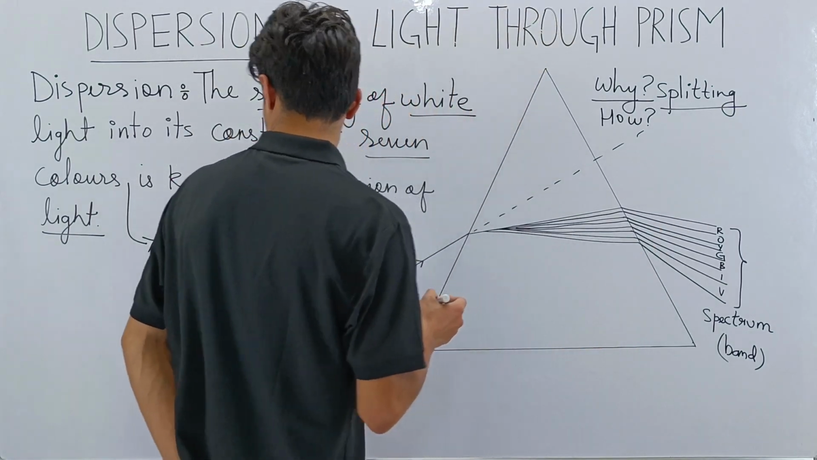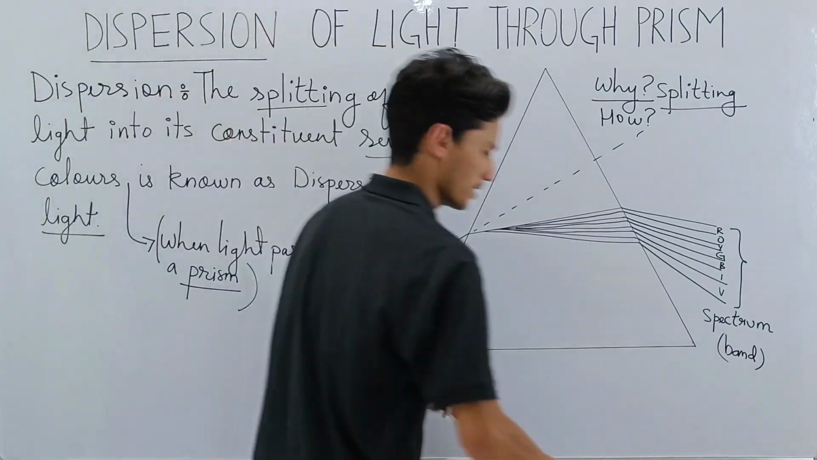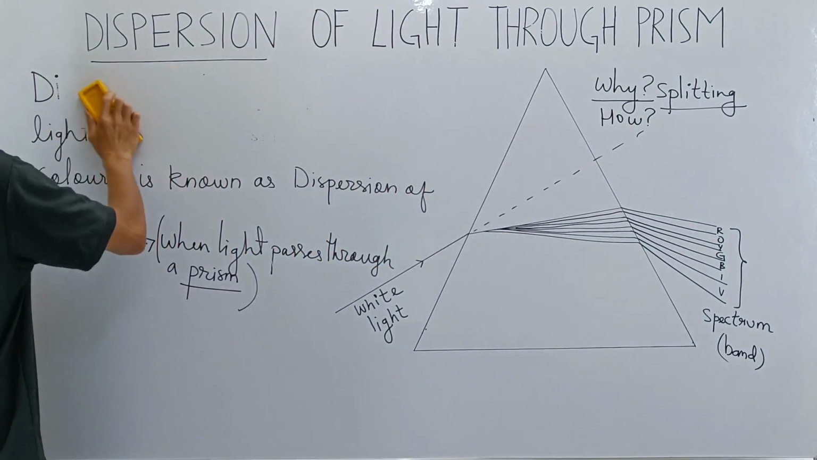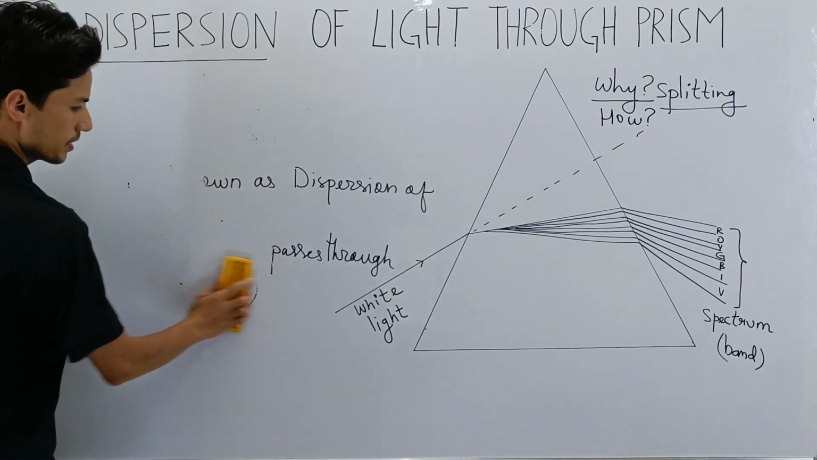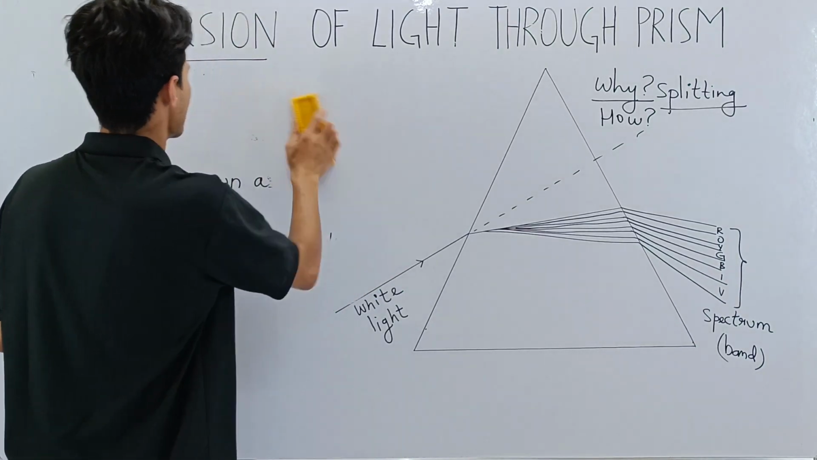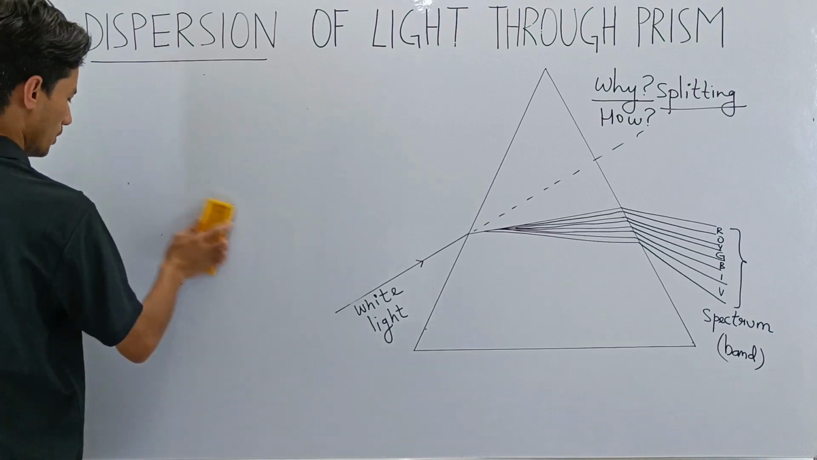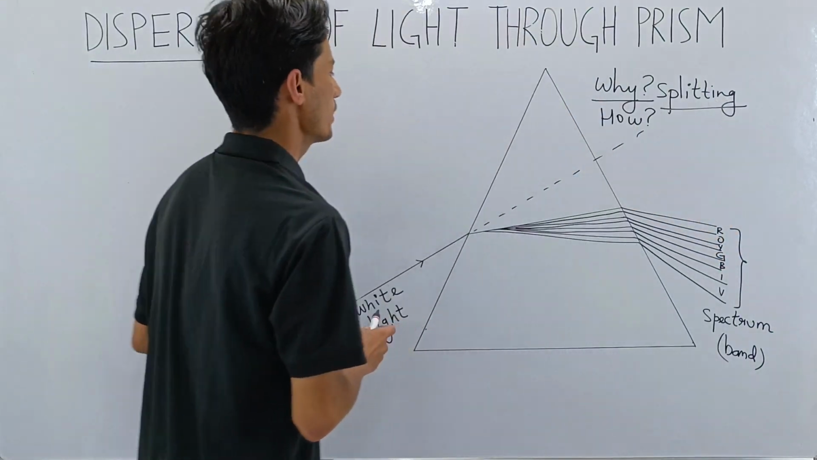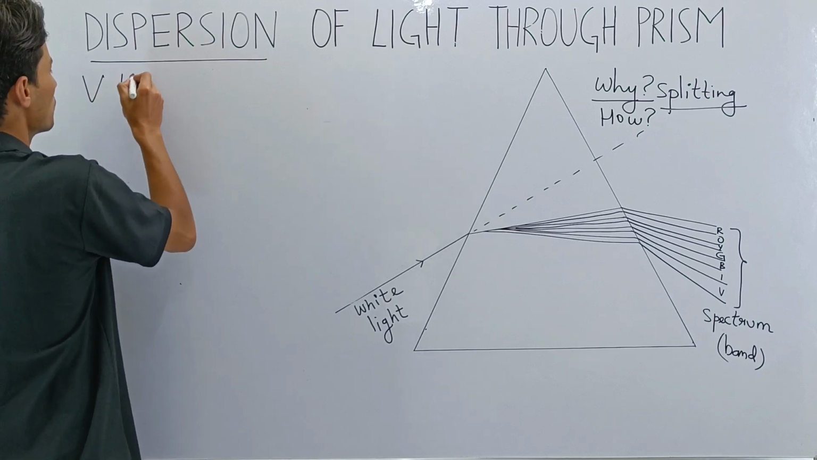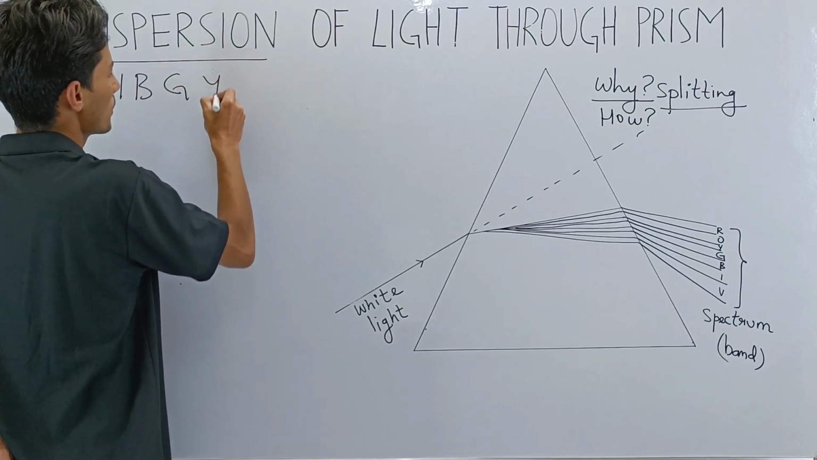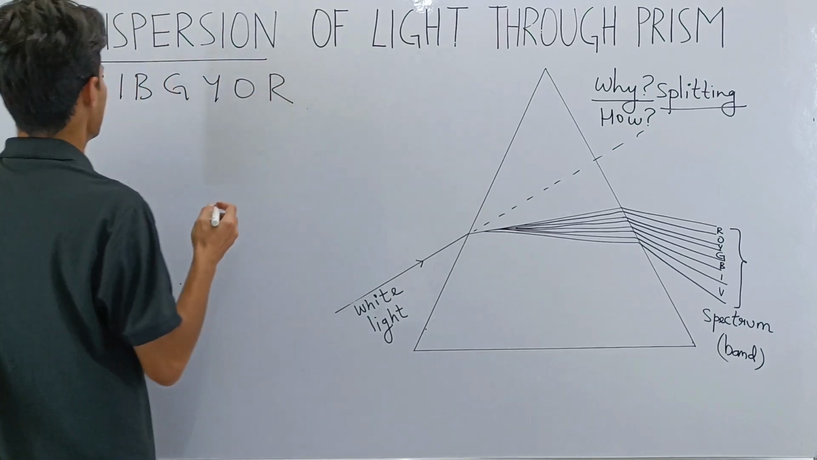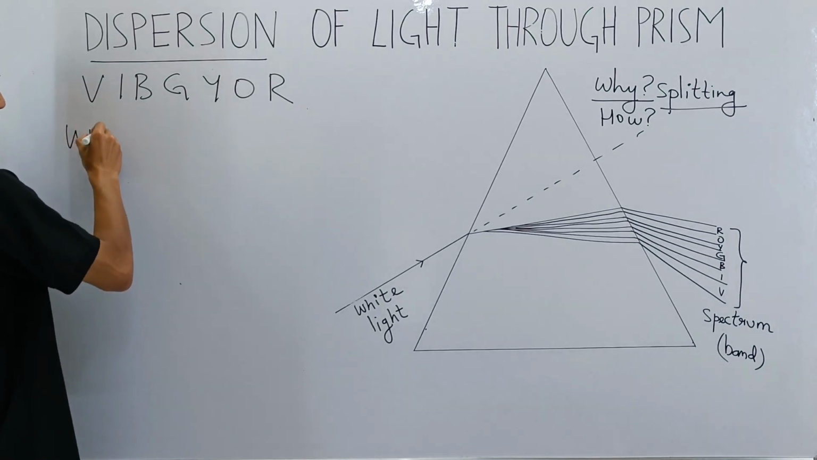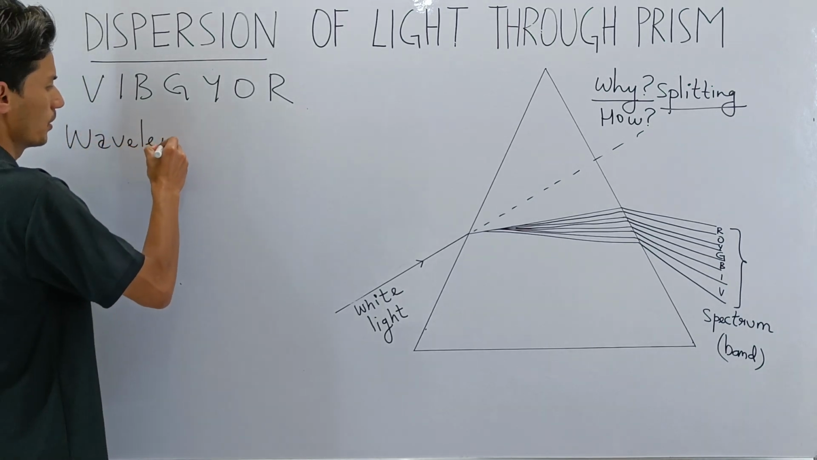So, wavelength. Let me erase this definition. Now let us discuss the wavelengths. Of these 7 colors, violet, indigo, blue, green, yellow, orange, and red, violet has the lowest wavelength. The topic is wavelength.